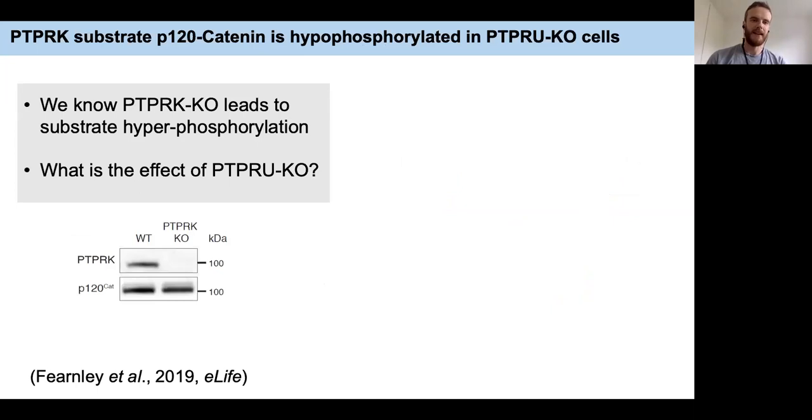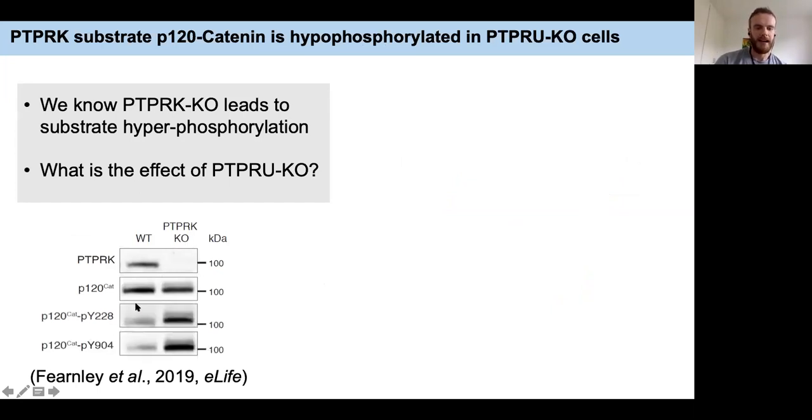So again, previously we had been able to show that if you knock out PTPRK from epithelial cells, this leads to hyperphosphorylation of substrates. We showed this by tyrosine phosphoproteomics, but you can also see it by Western blotting for specific phosphotyrosine sites. Looking at p120 catenin, we found in our previous work that if you knock out PTPRK, you get hyperphosphorylation of these substrates, which essentially leads to junctional disassembly. So again, to look at the biology of PTPRU, we want to see what the effect on this is in the context of a PTPRU knockout cell.